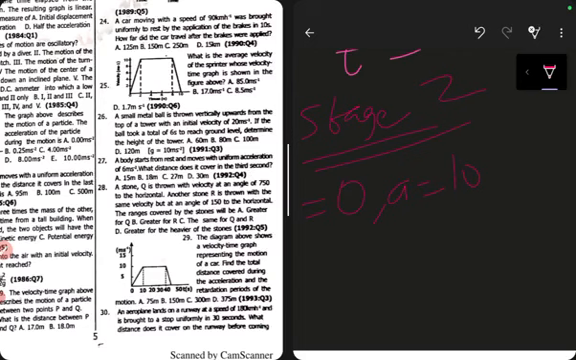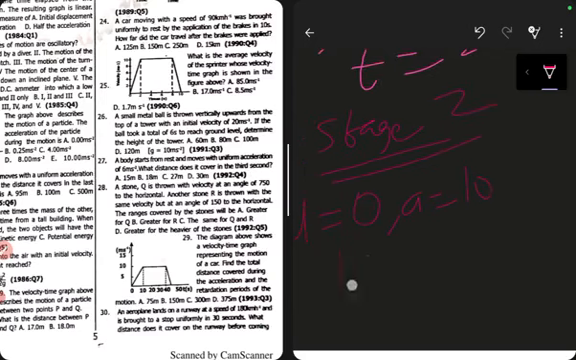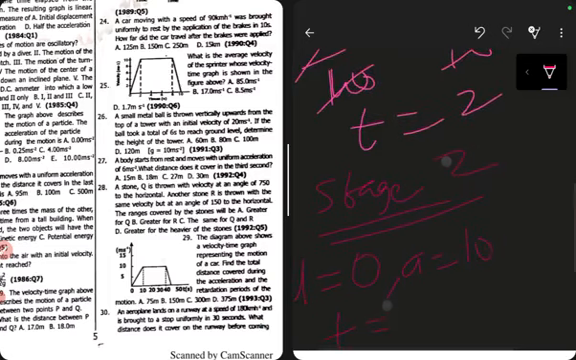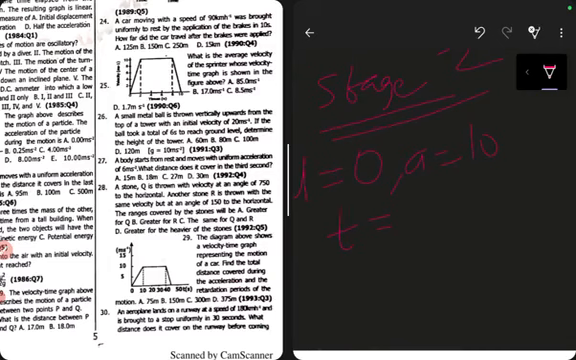So for the second stage, the acceleration will be positive. Then the time will be the remaining time. If the total time to reach the ground is 6 seconds, and it took 2 seconds to get to maximum height, from maximum height to the ground will be 4 seconds. But what did they even say we should find? We must keep that in mind. They said we should determine the height of the tower. So that means we're looking for the height of the tower.